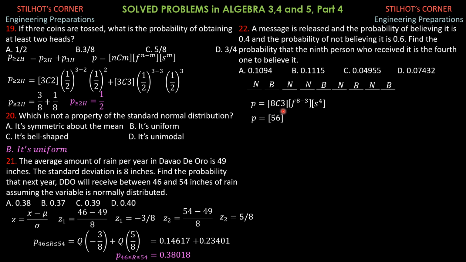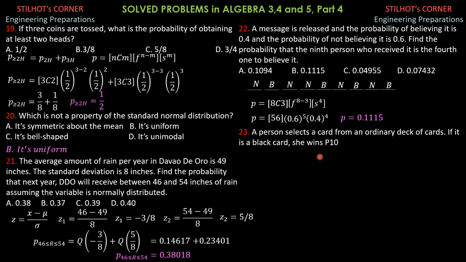So 8 combination 3 is equal to 56. Then this is 0.6 raised to 5, then 0.4 raised to 4. So computing, the probability is 0.1115.